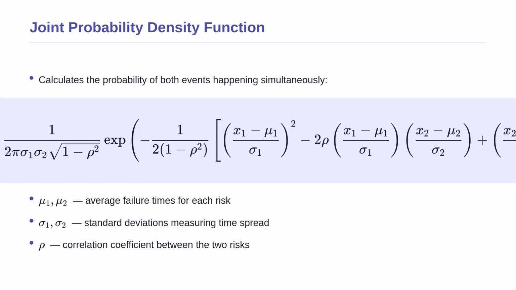This brings us to the mathematical representation of our model. While this formula looks intimidating, it is just a recipe for drawing a three-dimensional mountain. It calculates the probability of both events happening at specific times simultaneously. The symbols μ1 and μ2 are the average failure times, while σ1 and σ2 measure how spread out the times are. The most critical symbol is ρ, the correlation coefficient. If ρ is 0, the risks are completely independent. If ρ is positive, the mountain stretches out diagonally into an elliptical shape.